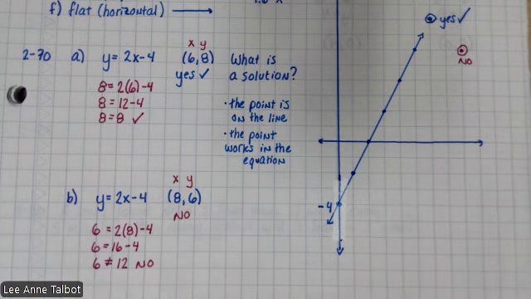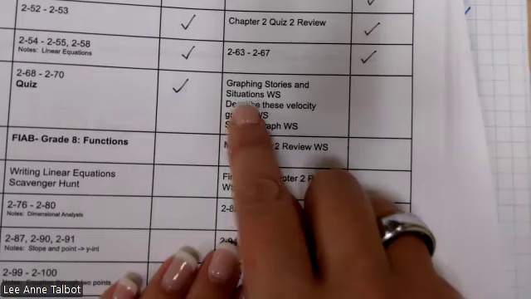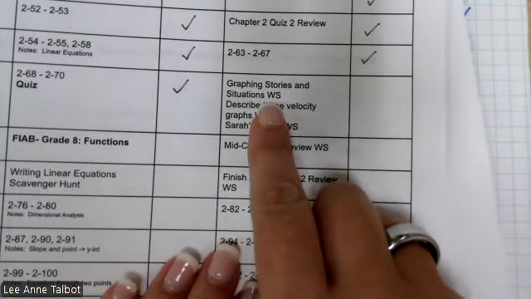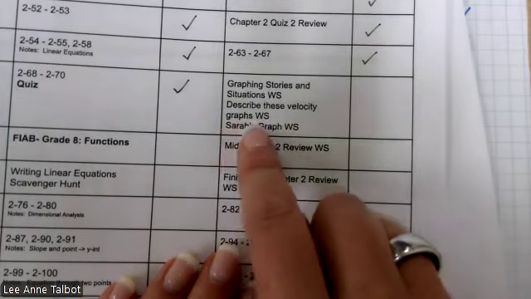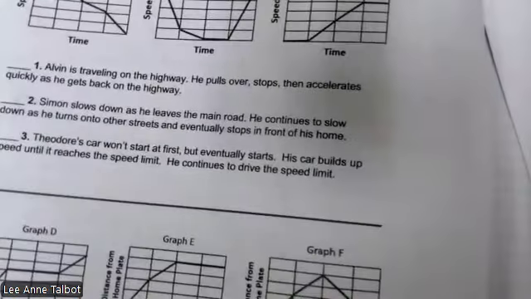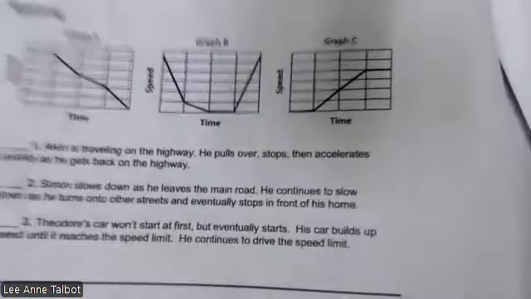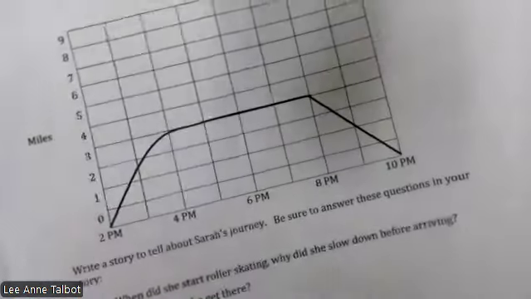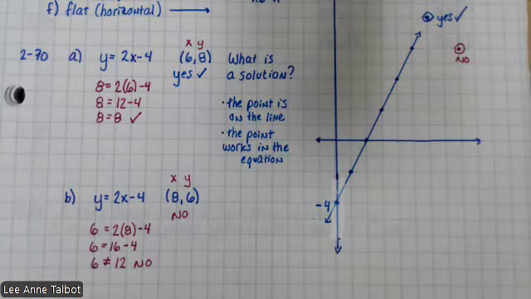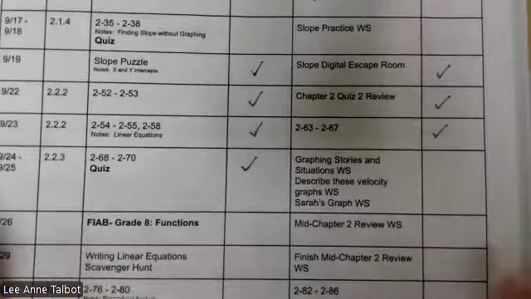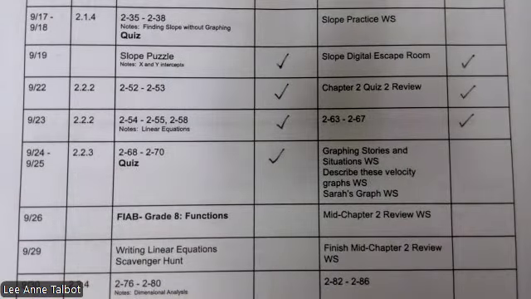Okay, the homework is graphing stories and situations worksheet. This is a matching worksheet. It's very fast. Describe these velocity graphs worksheet and Sarah's graph. It looks like a lot, but they're actually really easy. Sarah's graph is this one. So work on these, please, while I stamp. I think I need to stamp all of this. Does that look correct to you?